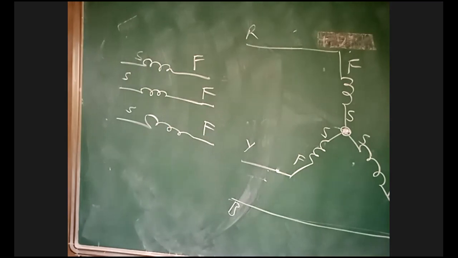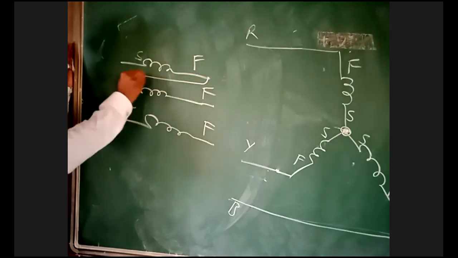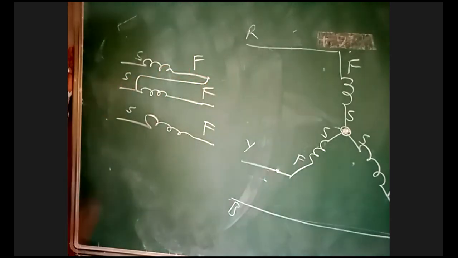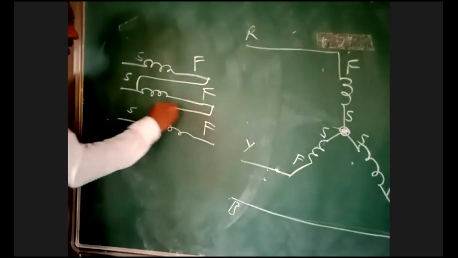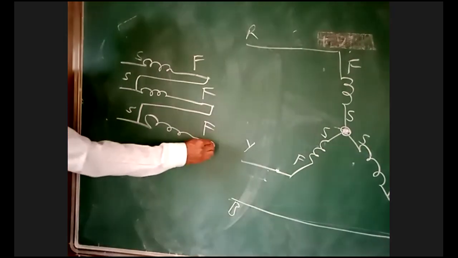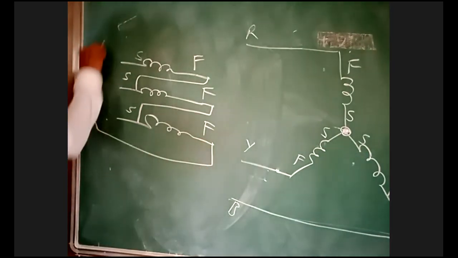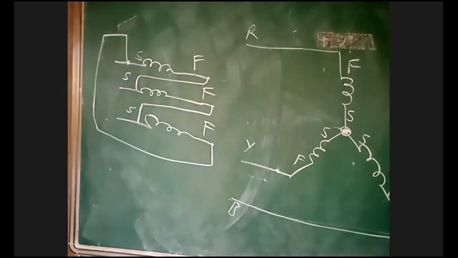Now in delta connection, the finishing of the first coil is connected to the starting of the second coil. Similarly, the finishing of the second coil is connected to the starting of the third coil. The finishing of the third coil is connected to the starting of the first coil. This is the delta connection.